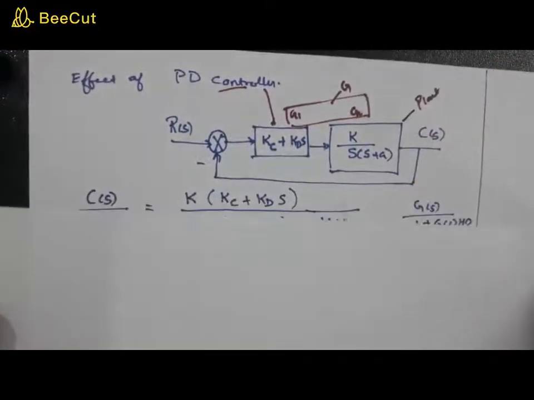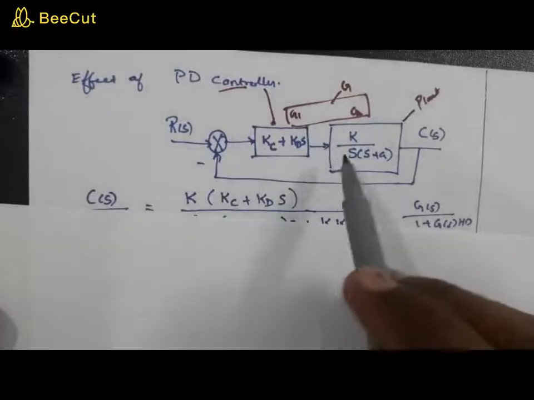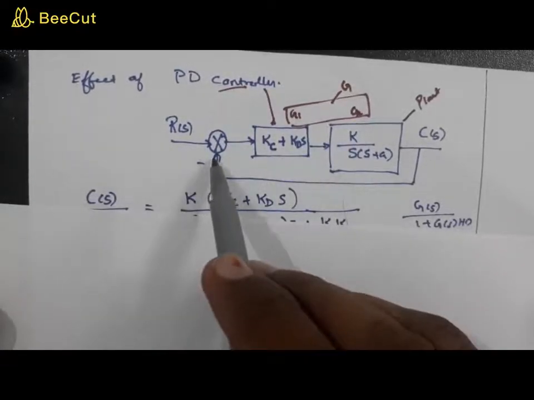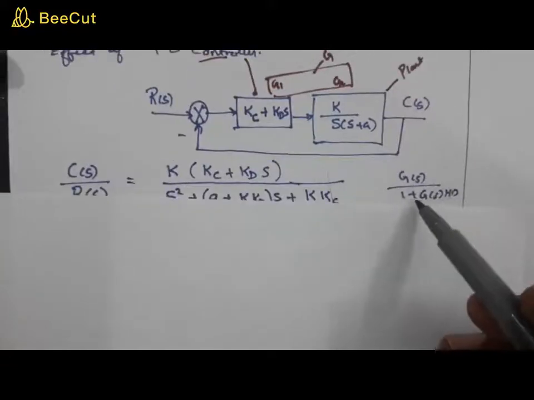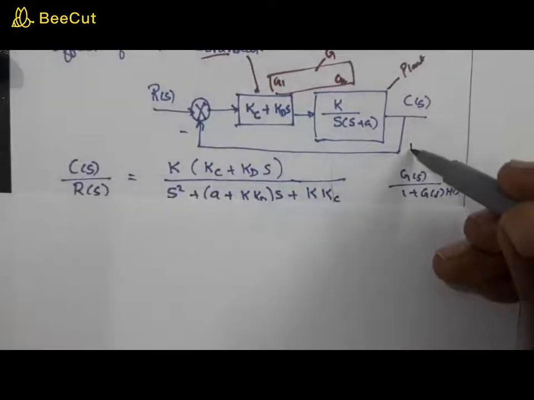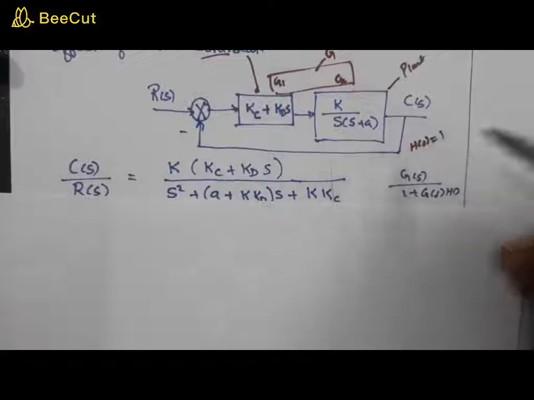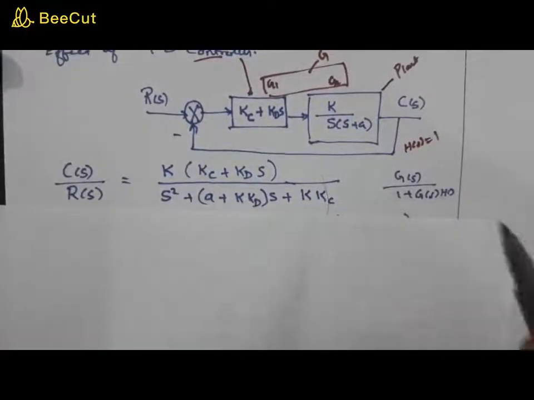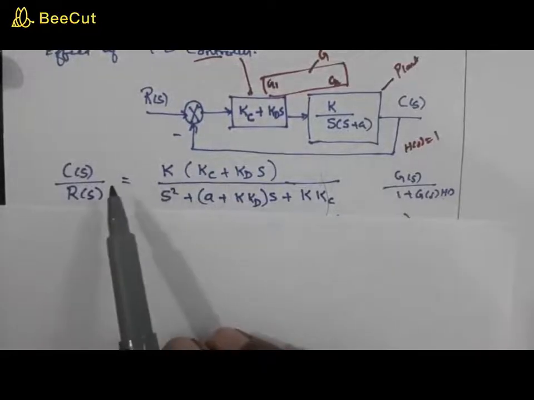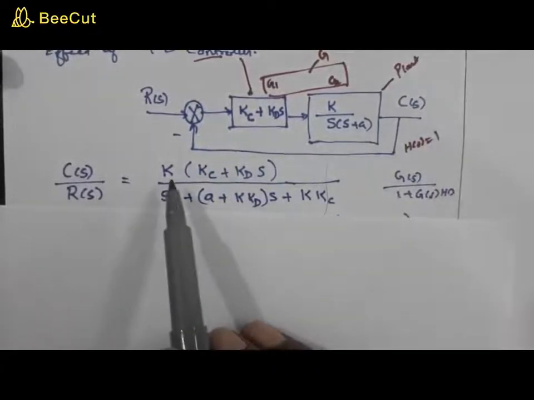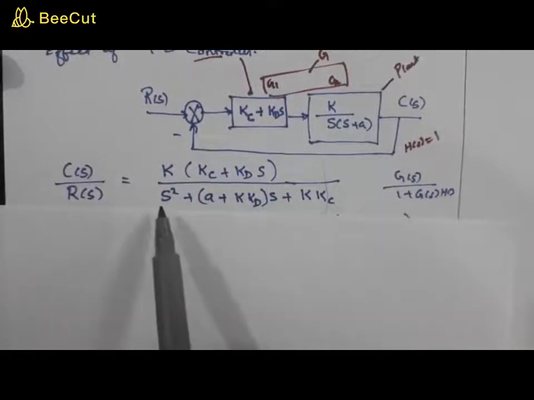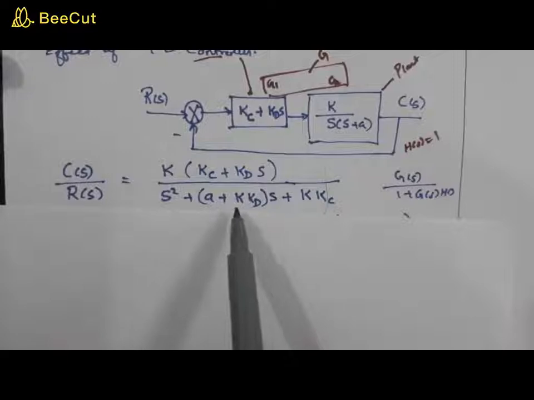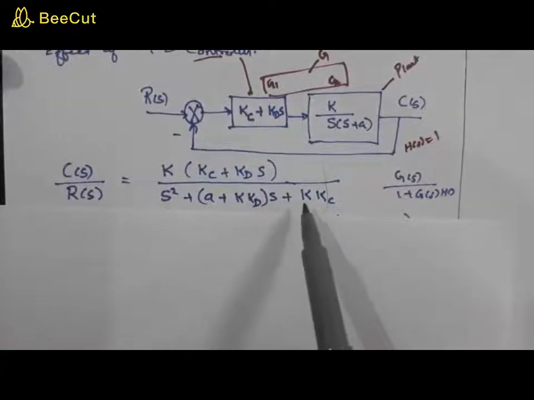So this is actually a canonical form, a negative feedback system, so that you can use the expression G(s) by 1 plus G(s)H(s), where H(s) is equal to 1. Using that, and you may do that by yourself, you will get C(s) by R(s) as K into (Kc plus Kd into s) divided by s square plus (a plus K into Kd) into s plus K into Kc.